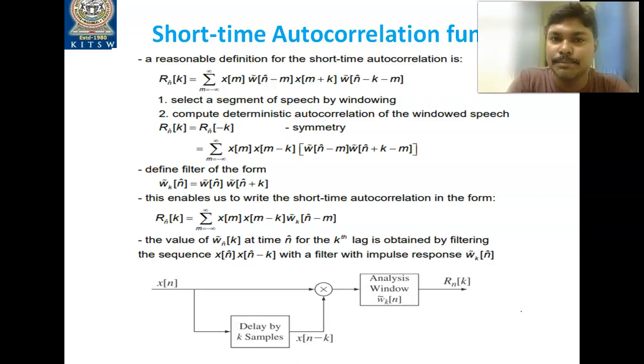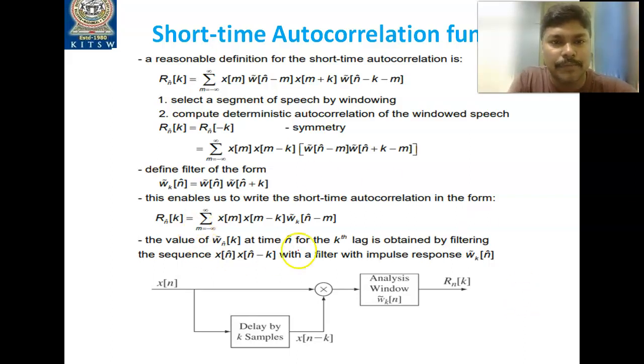The procedure is simple and the same as we have already discussed with the other parameters. When you consider the speech signal x of n, we apply a window, normally a rectangular window, and we take the segments. The complete speech signal is divided into slices. We take the segments and apply the parameters. Here we are going to calculate the autocorrelation function. That is the only difference we can observe when we compare with the previous parameters.